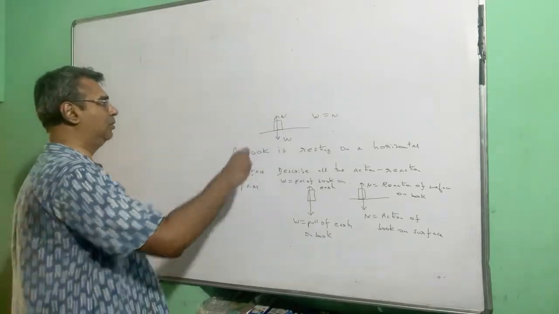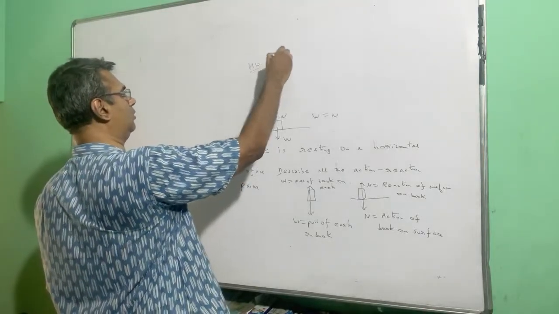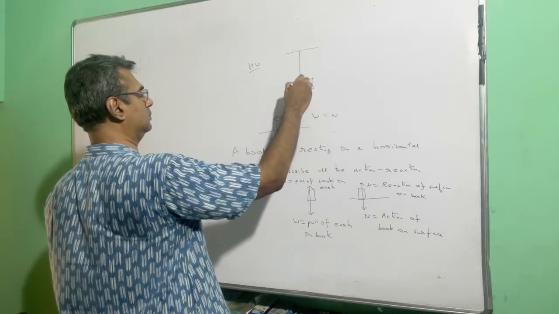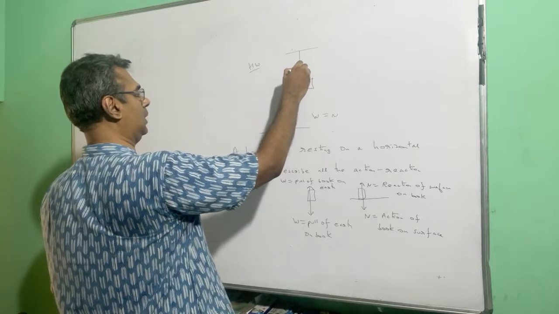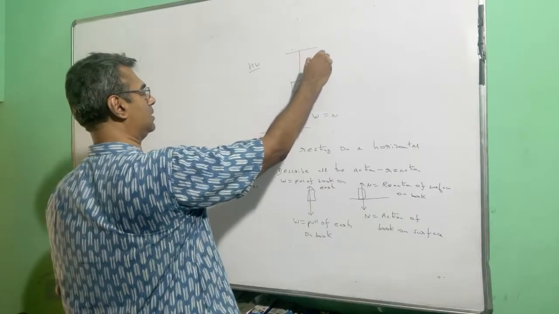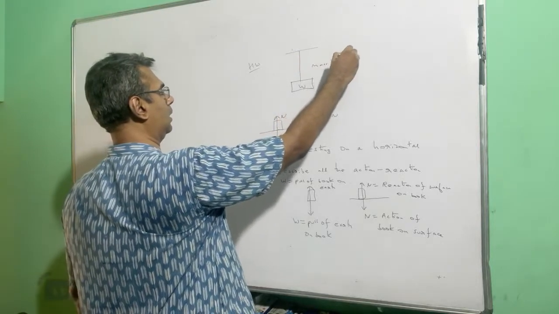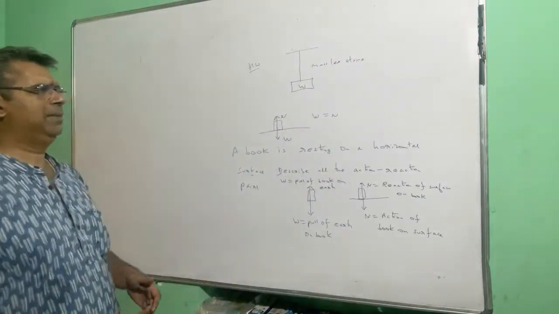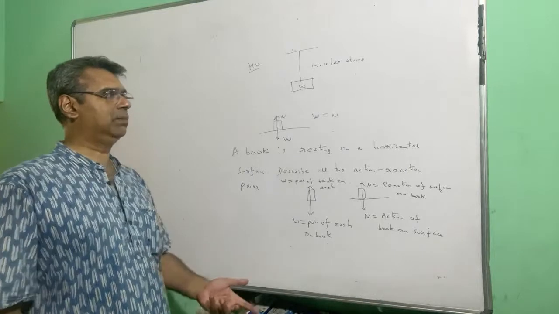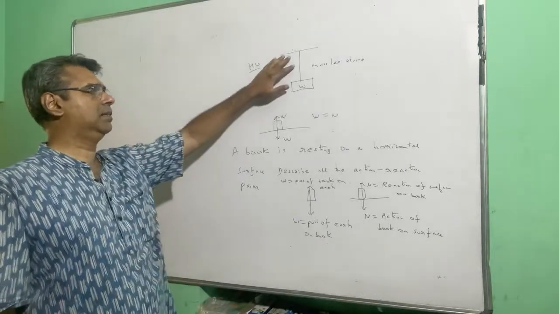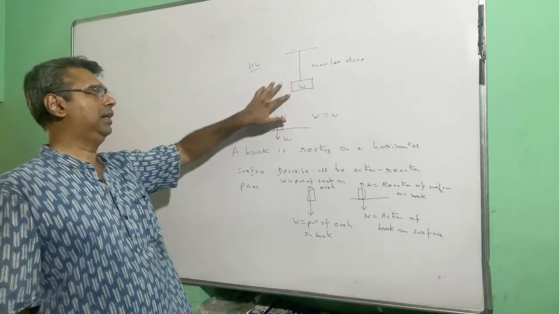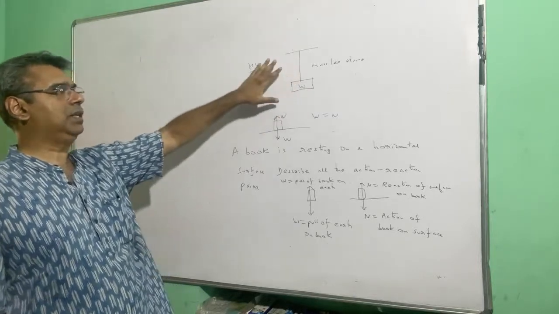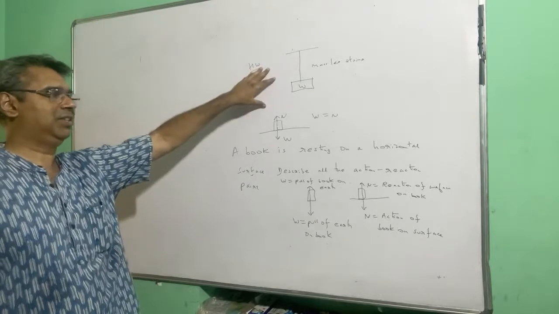Okay, so now we come to the homework question. The homework question is that there is a massless string. Hypothetically massless, a string cannot really be massless. Hypothetically, let us say there is a massless string and there is a weight W attached to it, and this is a ceiling. So in this situation, you have to describe all the action-reaction pairs.